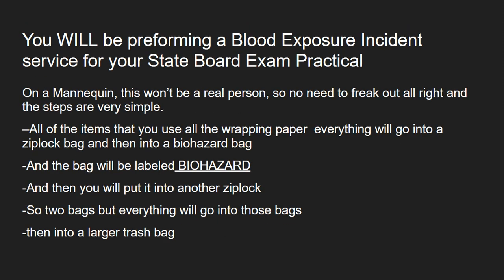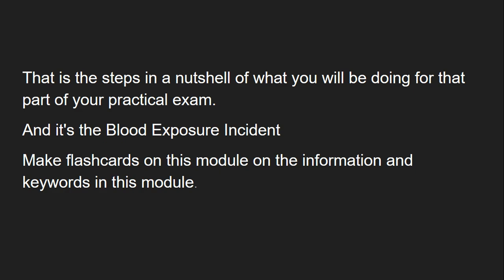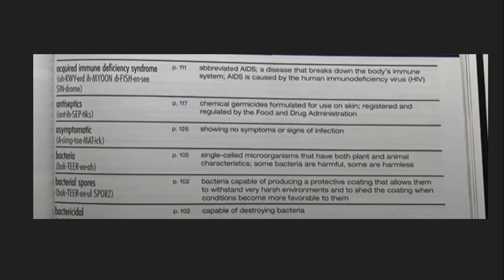Like I said, just make sure and go over everything, make flashcards on this module, on the information, and keywords in this module, okay? So here again are some keywords to make sure and go over: acquired immune deficiency syndrome, antiseptic, asymptomatic, bacteria, bacterial spores, bactericidal. We went over all of these words in our earlier vocabulary module with our infection control, but please make sure to go over these words again. Make flashcards, make sure you understand all these words, because there's potential for these words to pop up on your written exam, okay? So just make sure to study everything.